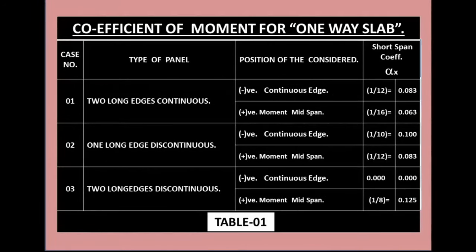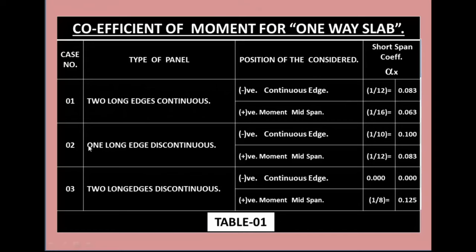Coefficient of moments for one-way slab along short direction. Case number 1, 2 long edges continuous. Hogging moment at top 1/12. Sagging moment at midspan 1/16.